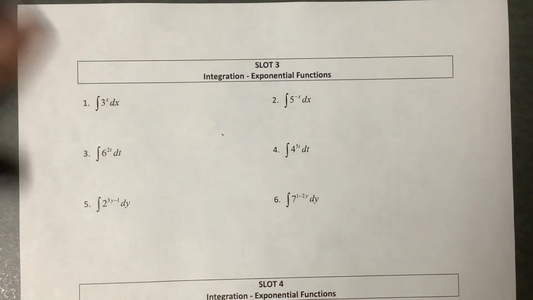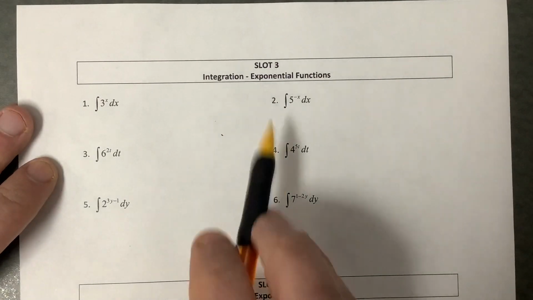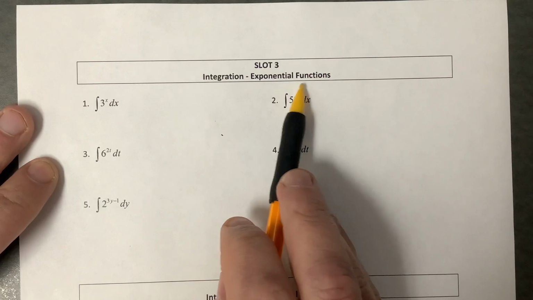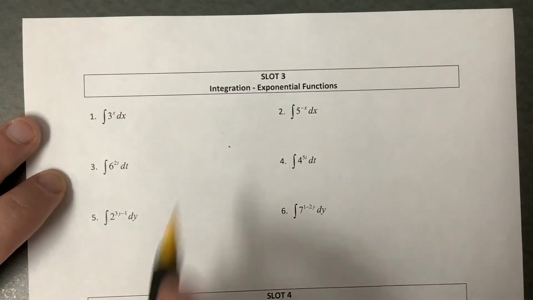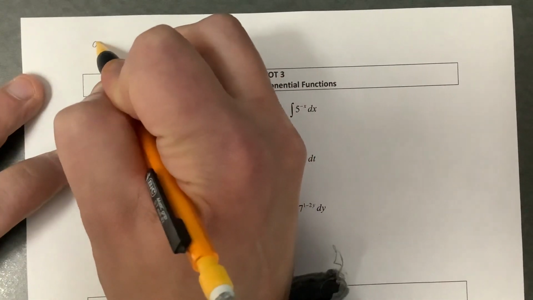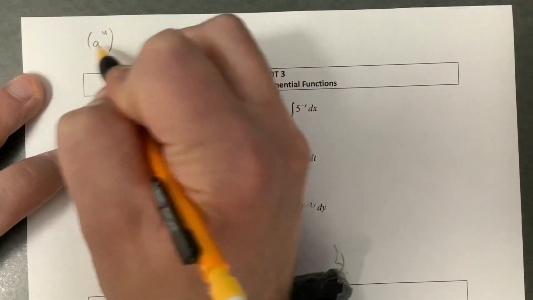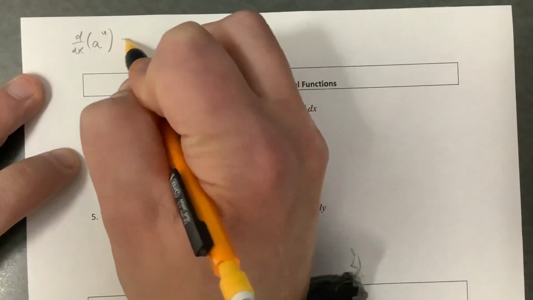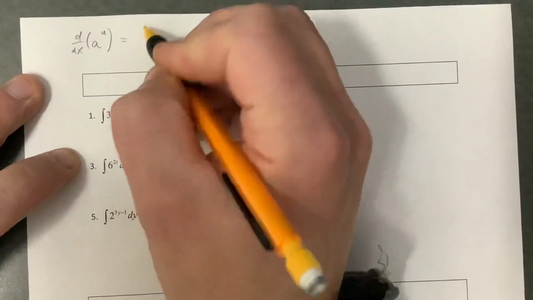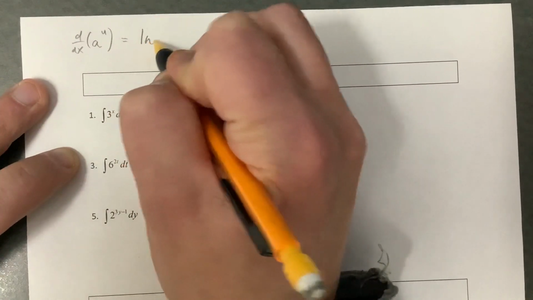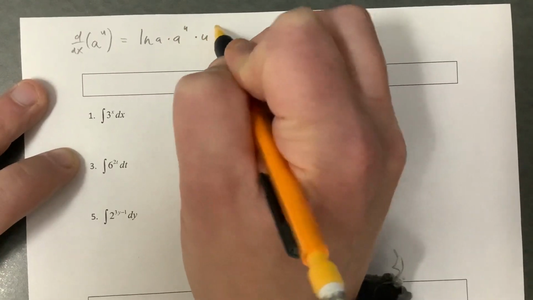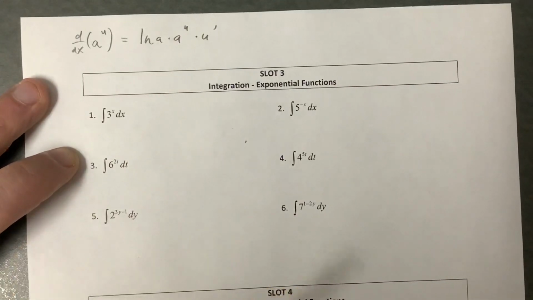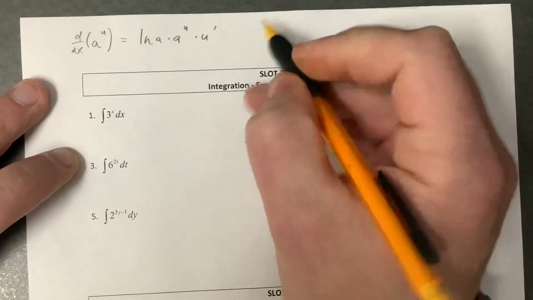All right, friends, let's do some examples from slot 3, integration of exponential functions. And as always, we're going to relate our integration to what we do in terms of derivatives. And we know that the derivative of a to the u with respect to x is going to be the natural log of a times a to the u times u prime. So in order to integrate, I'm going to have to set up this pattern.